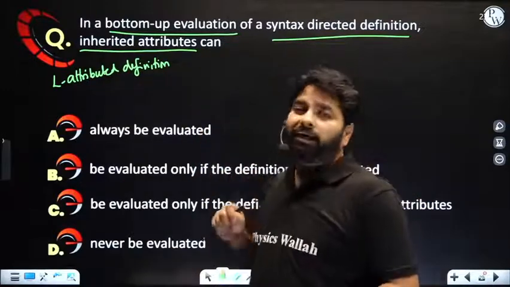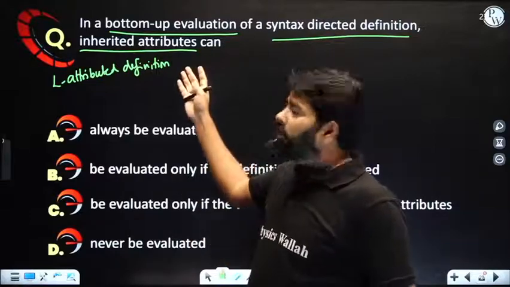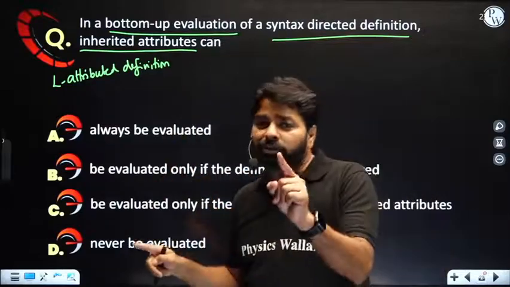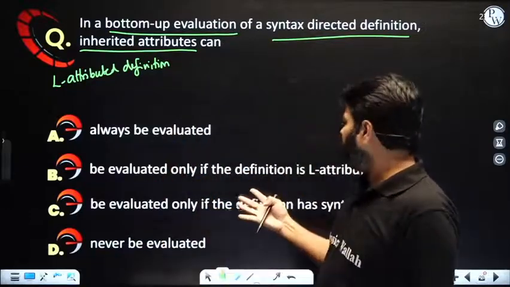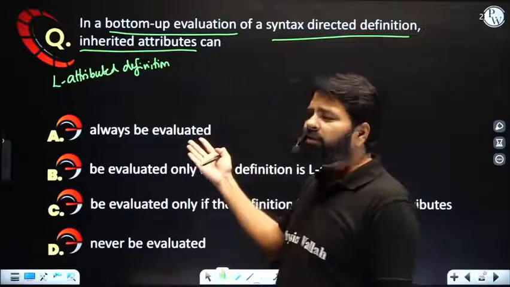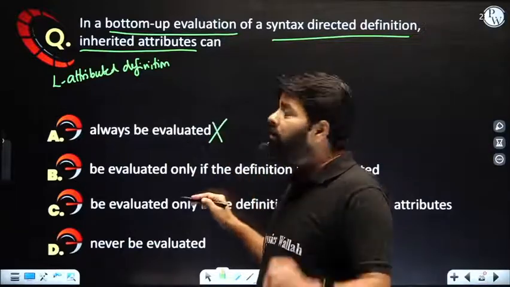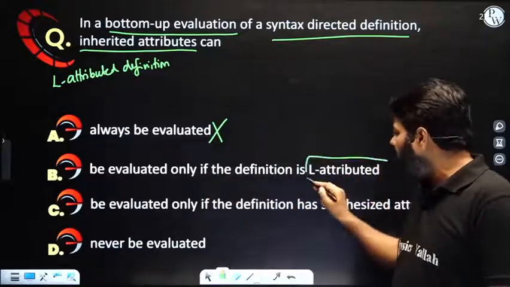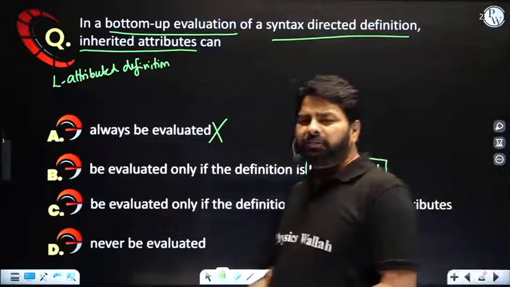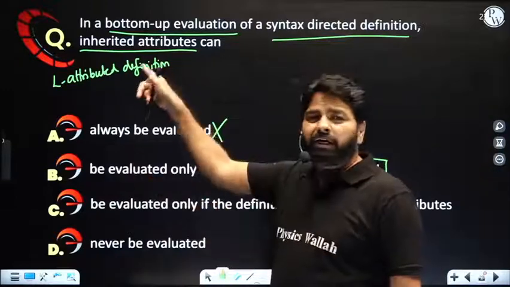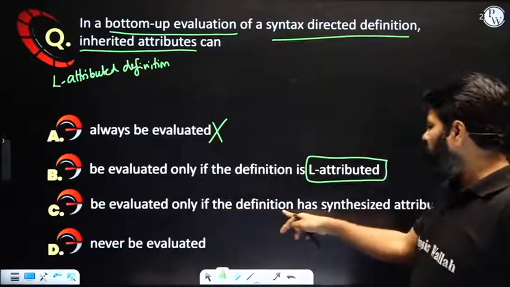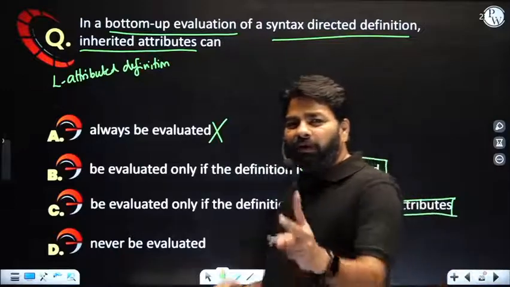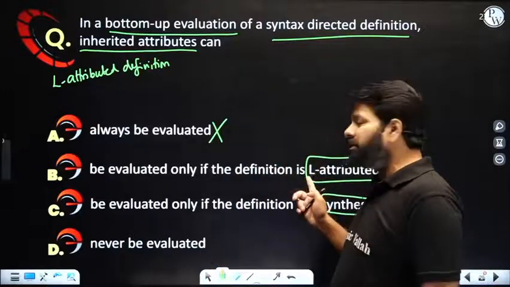If you are using inherited attributes, how are they evaluated? In bottom-up evaluation of this SDD, inherited attributes can be evaluated if the definition is what? Always evaluated? No, it depends on the type of SDD. They can be evaluated only if the definition is L-attributed. If the definition is S-attributed, it's not going to evaluate inherited attributes at all. Definitions are only two types: one is L-attributed, another is S-attributed.